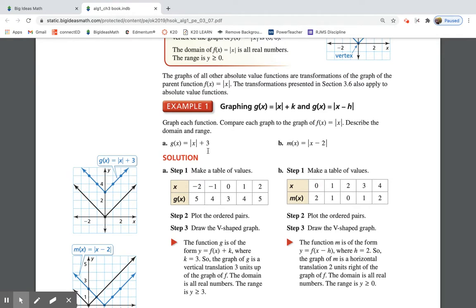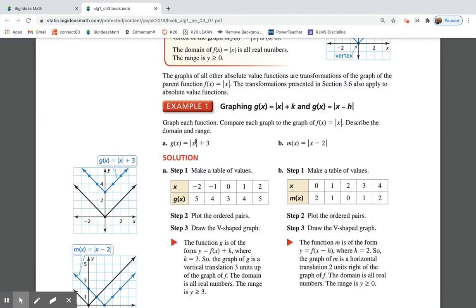Now to graph it, you just make a table. Okay, so they use -2, -1, 0, 1, and 2 for their input values, their x. That's typically the numbers I start with, just because you kind of get some negatives and positives. But you choose these values. Okay, so they choose those values, then you're literally just plugging them in for x and solving for y.